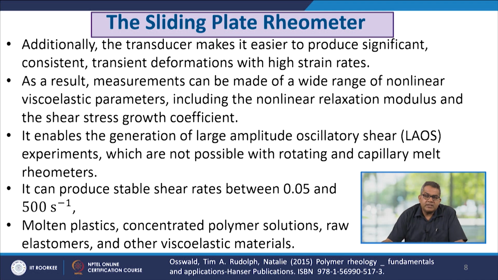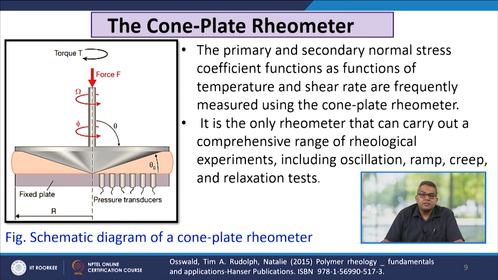It can produce stable shear rates between 0.05 and 500 per second. Molten plastics, concentrated polymer solutions, raw elastomers and other viscoelastic materials are better candidates for this particular system. Let's talk about the cone plate rheometer.